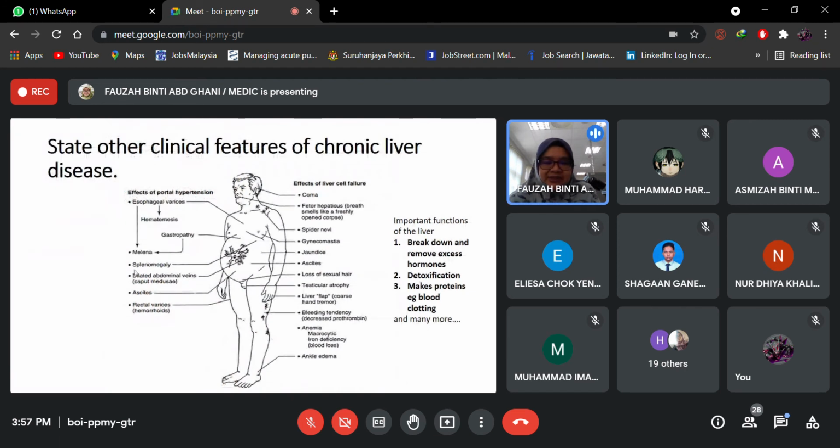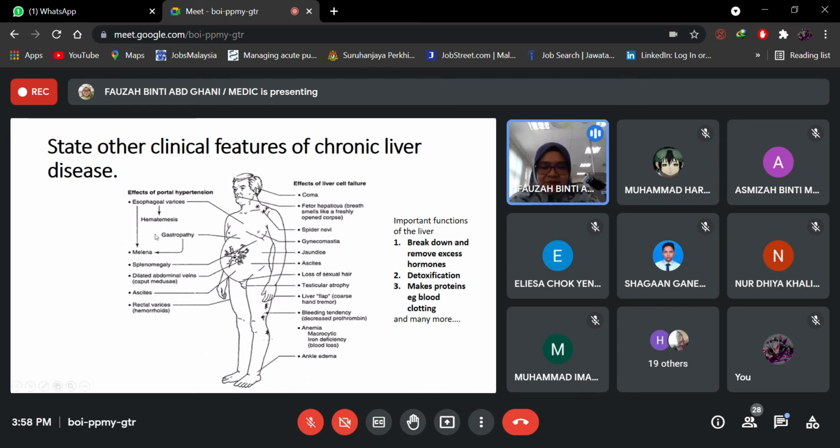So we have the ascites again, in combination with the back pressure as well as the function of the liver to produce albumin. Hypoalbuminemia will lead to low oncotic pressure, so the fluid will accumulate in the third space, which is the peritoneum, so you can get the ascites.